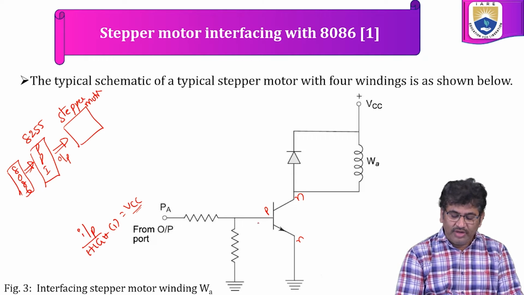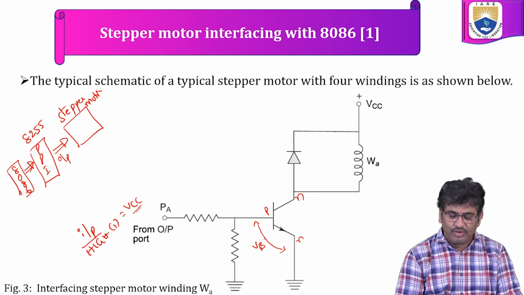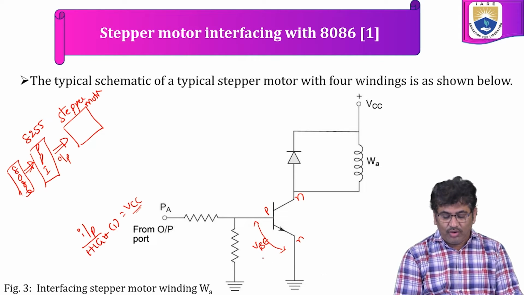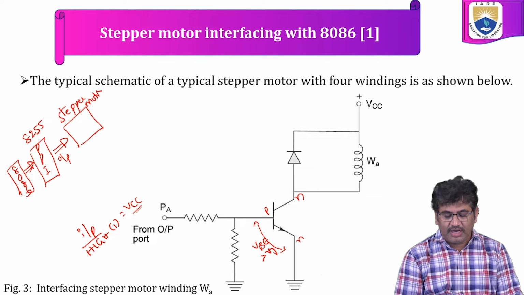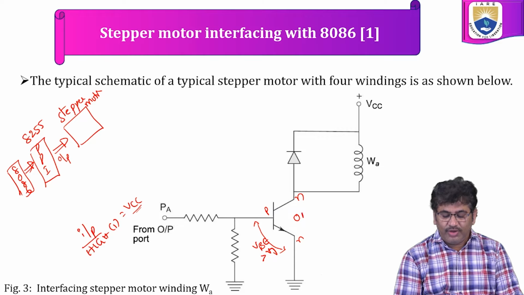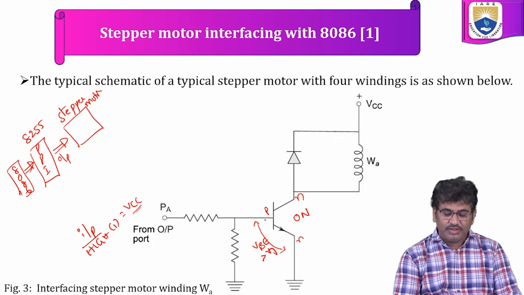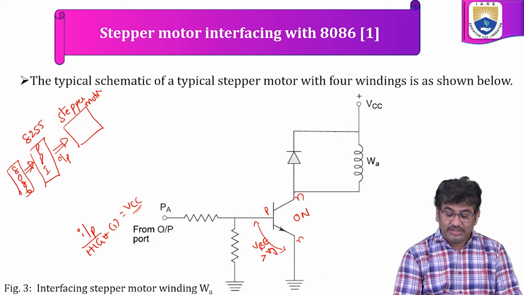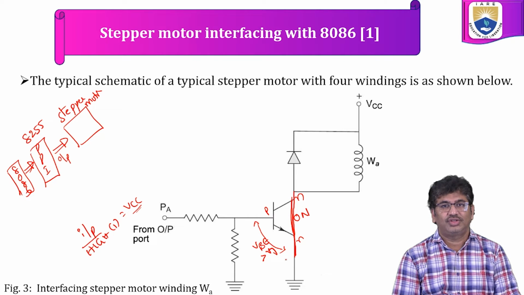So now between the base to emitter junction, we are given a voltage greater than the cut-in voltage. So now the transistor is going to be in the on state. As it is forward biased, the transistor is on. When the transistor is on, we can take it that this transistor is short circuited.